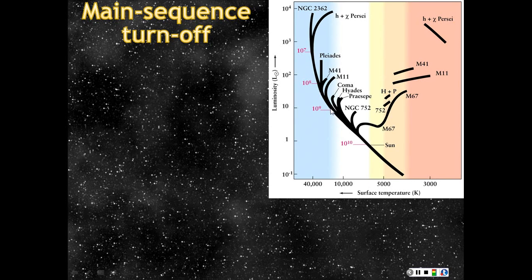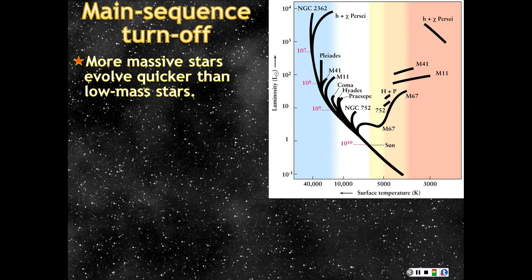If you're 1 billion years old, then you'll come down to here, and then you'll have these turnoffs. So you can see that these Coma, Hyades, Praesepe, they are all having turnoffs right around here, so a little more than 1 billion years old. And here we have this one that is M67, which is even older. And then when the sun gets to here, that's when it would be 10 billion years old.